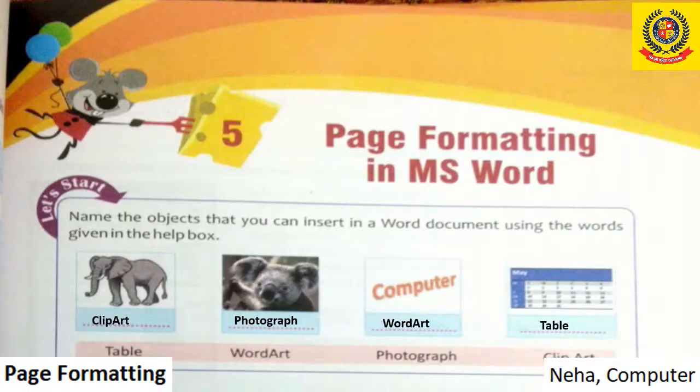So here the activity is given. Name the objects that you can insert in a Word document using the words given in the box. Now as you can see, these objects can be inserted with the help of clip art. Second one is a photograph. Third, word art. And fourth is from table.